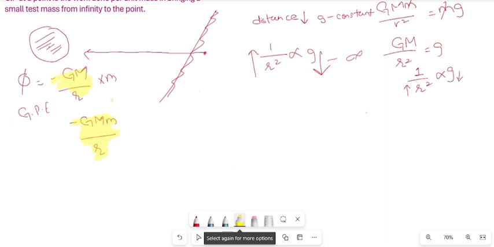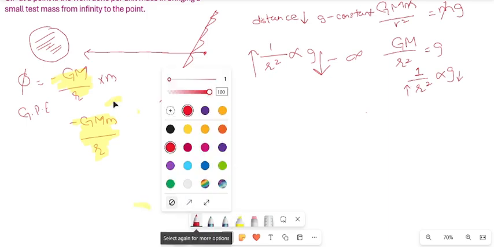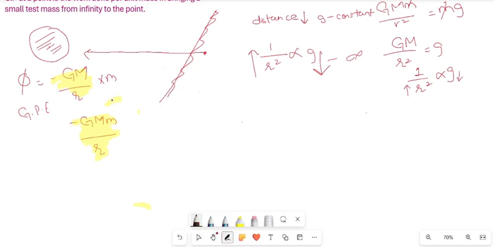Now the question arises, why is gravitational potential negative? Number one, there are just 3 points that you can learn, and I will explain them to you so it will automatically just sit in your brain.